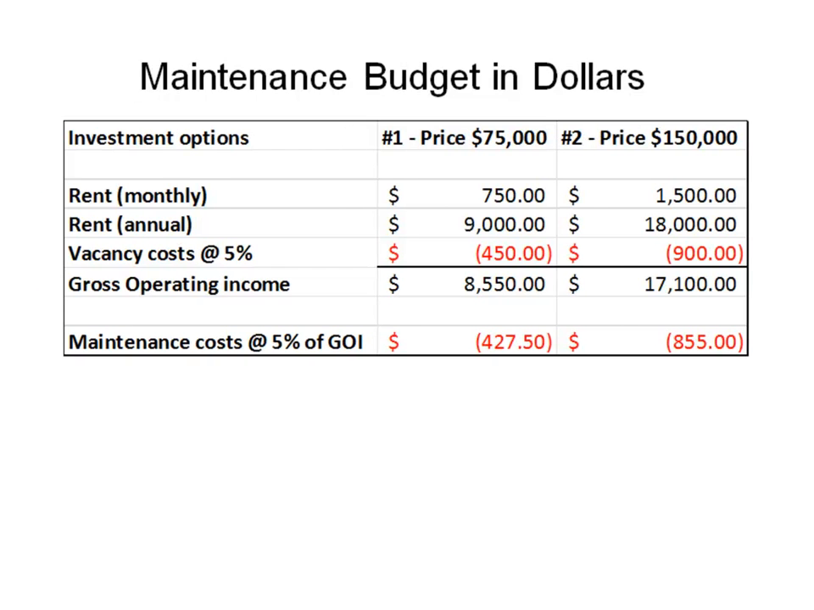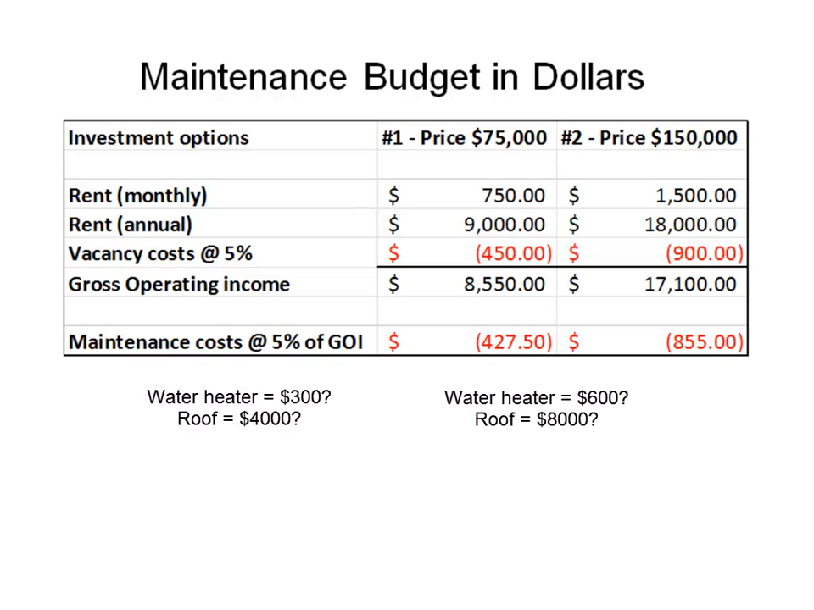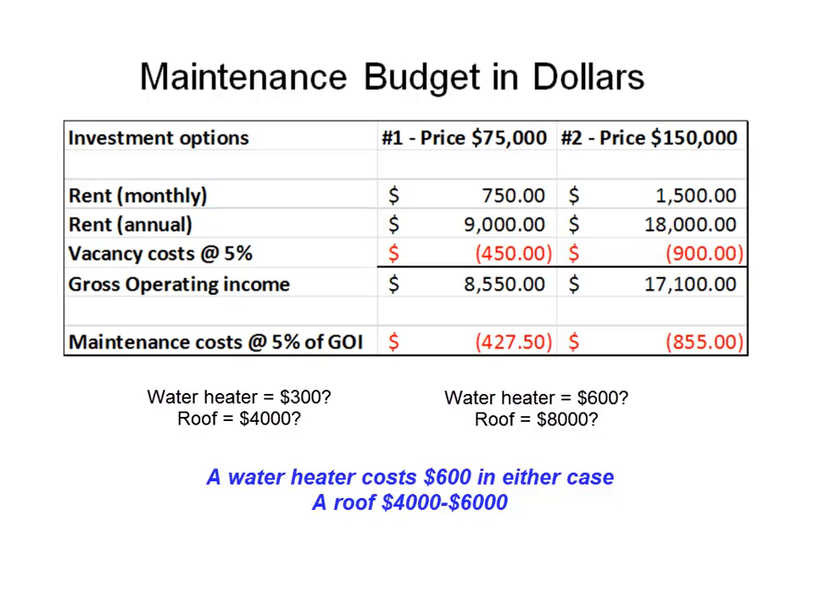Now you've got to ask yourself, does a water heater in the $75,000 home cost 50% of the one you'd put into a $150,000 home? Will replacing the roof cost 50% less? One of the biggest mistakes I see investors make is using a maintenance percentage factor without considering the actual dollar amount they are setting aside.